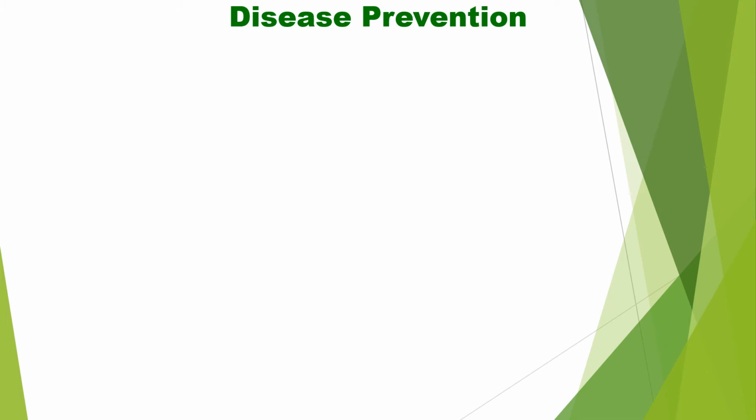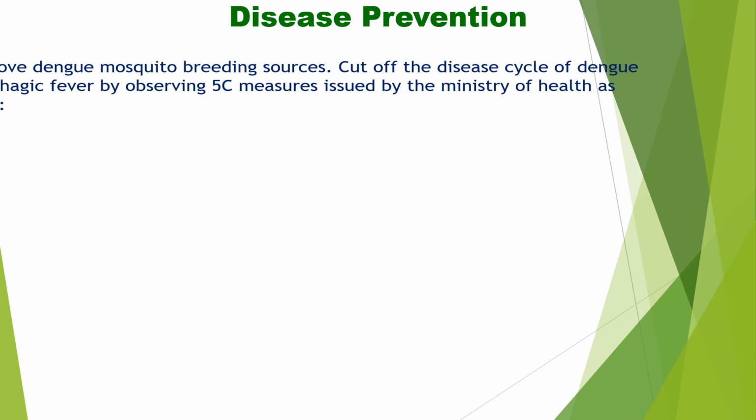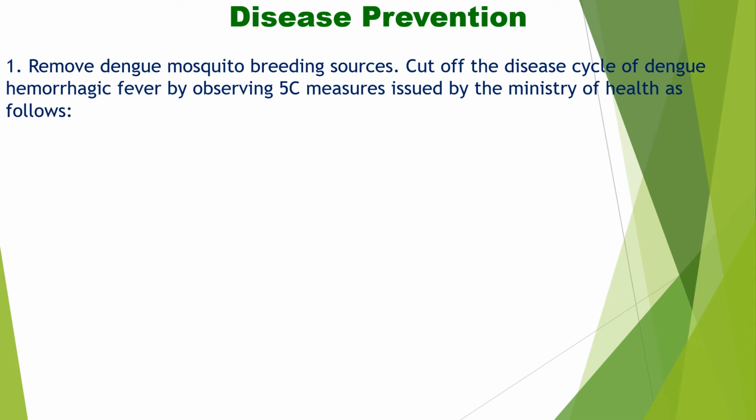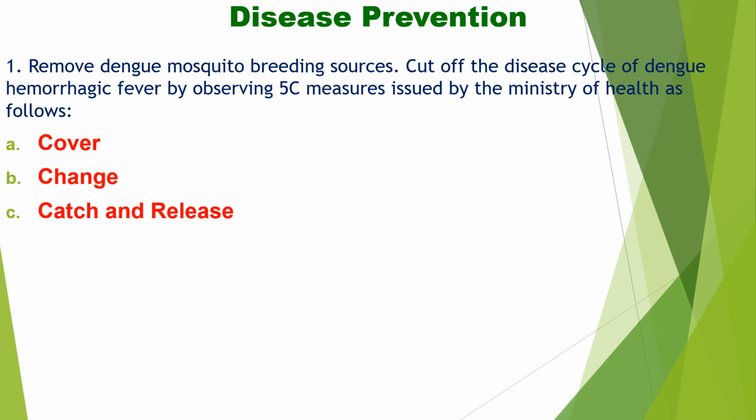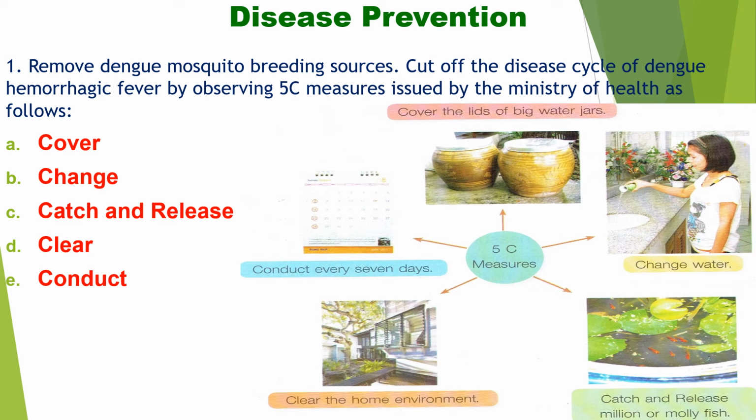How can we prevent dengue hemorrhagic fever? First, remove dengue mosquito breeding sources. Cut off the disease cycle of dengue hemorrhagic fever by observing the 5C measures issued by the Ministry of Health as follows. The first one, cover. Second, change. Third, catch and release. Fourth, clear. Fifth, conduct. These are the disease prevention.